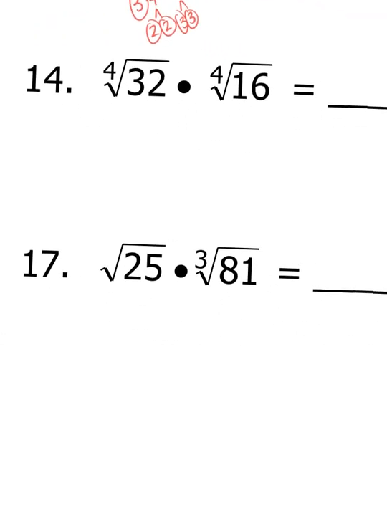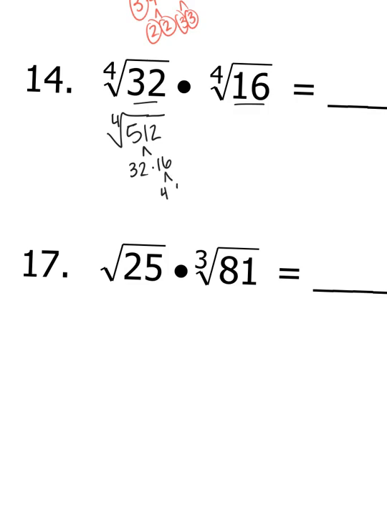Similarly, for number 14, I am allowed to multiply these guys together because they are both fourth roots. So that means I would have the fourth root of 32 times 16. 32 times 16 is 512. So then I will need to break down 512 and look for groups of 4. Two numbers that multiply to give me 512 are the two numbers we just used, 32 times 16.